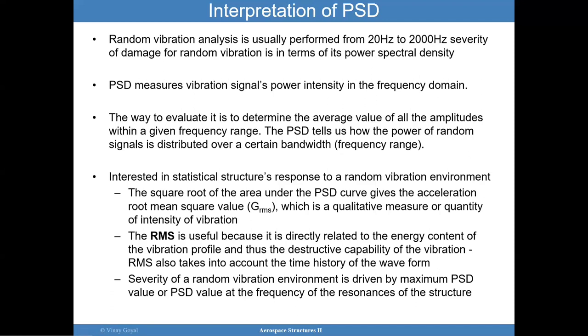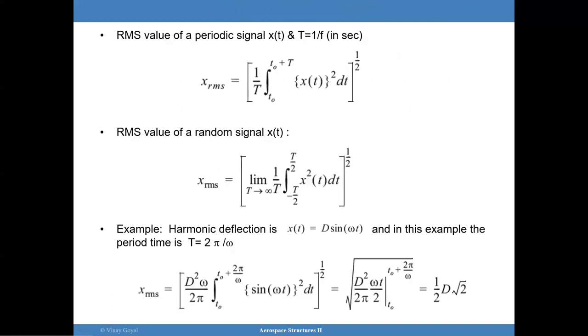The RMS also will take into account the time history of the waveform. The severity of the random vibe is also driven by the maximum PSD value, or PSD value at the frequency of the resonances of the structure. So those three parameters really go into determining how destructive the random vibe is to that structure.